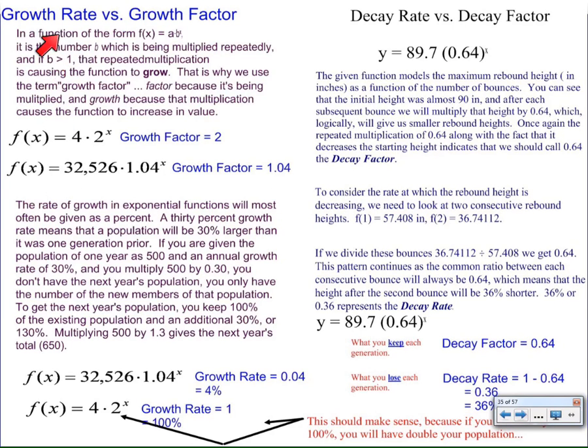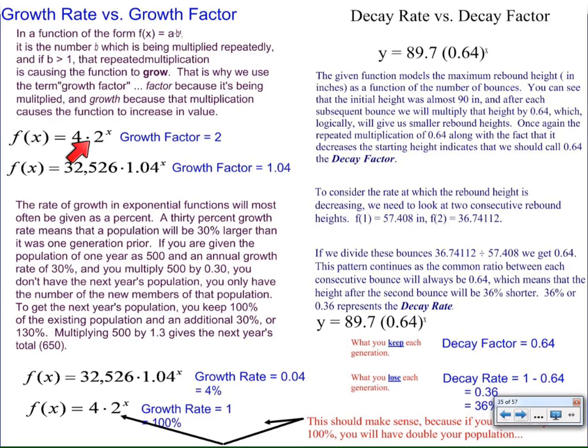So let's take some things we learned before about growth rate and growth factor. In this function, a times b to the x, the a is 4, we start with 4, and then we double, so this would be like the 4 bacteria that double every 15 minutes. The growth factor in this case is 2, which basically says we're going to double, over and over and over again.